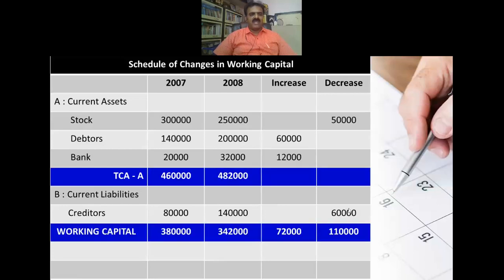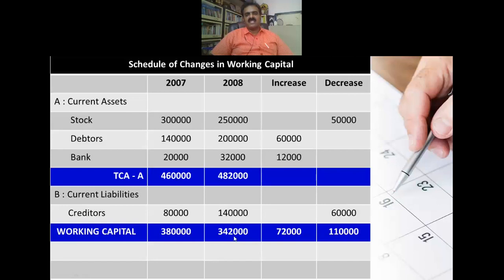Now find the working capital: total current assets minus total current liabilities. Since the only item is creditors, that is the total current liability. So 4 lakh 60,000 minus 80,000, you'll get 3 lakh 80,000 as the working capital for the year 2007. For the year 2008, total current assets were 4 lakh 82,000 and the current liability is 1 lakh 40,000. Therefore, the working capital position is 3 lakh 42,000.